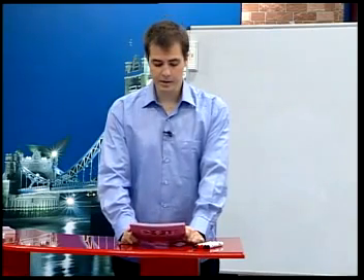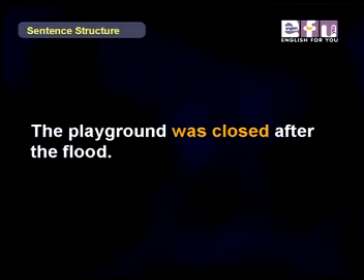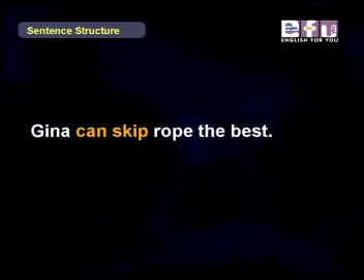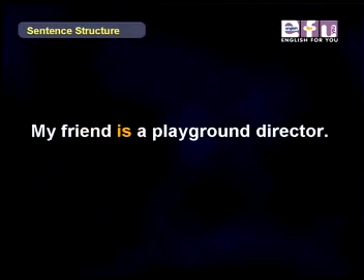In the first sentence, goes is the verb. In the second sentence, was closed is the verb. In the third sentence, can skip is the verb. And in the fourth sentence, is is the verb.